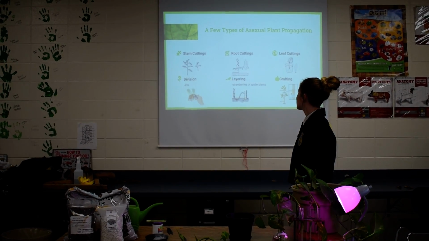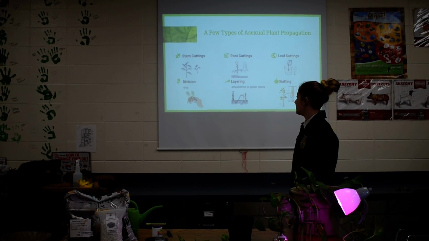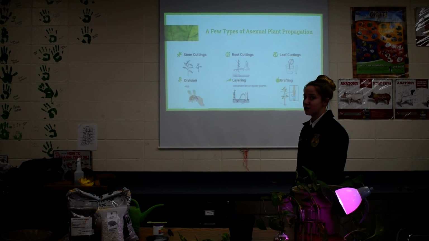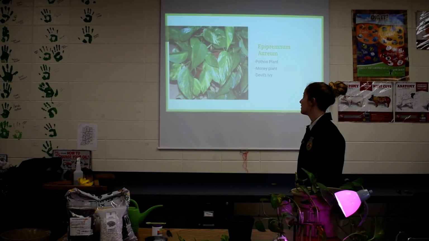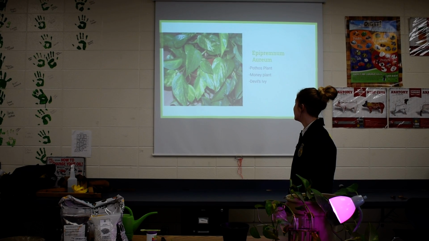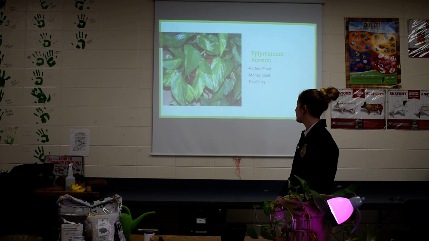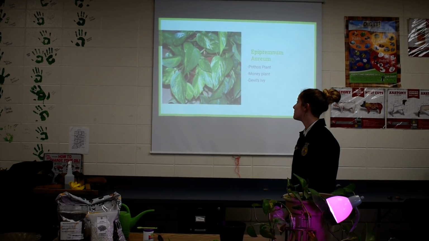A few types of asexual plant propagation are stem cuttings, root and leaf cuttings, division, layering, and grafting. Today I'll be showing you two different types of stem cuttings. In today's demonstration, I will be showing you how to propagate an Epipremnum aureum, also known as a pothos plant, a money plant, or a devil's ivy.